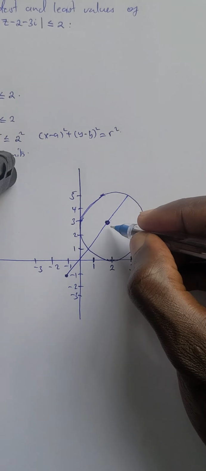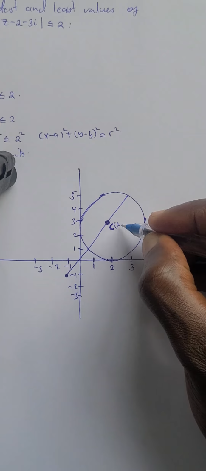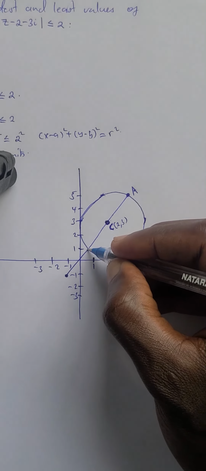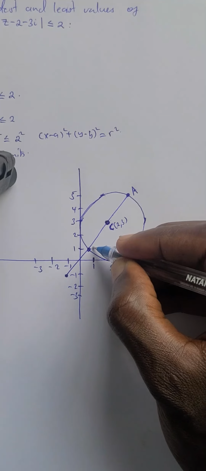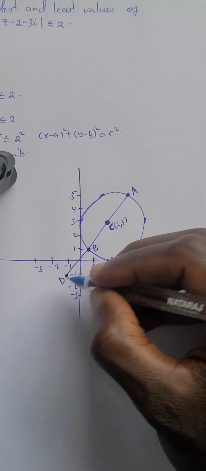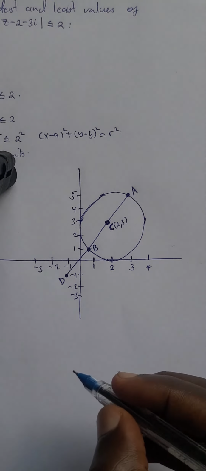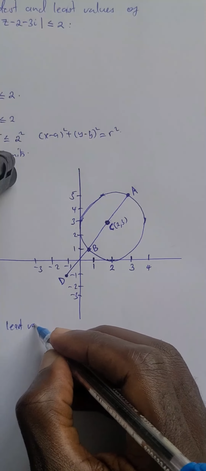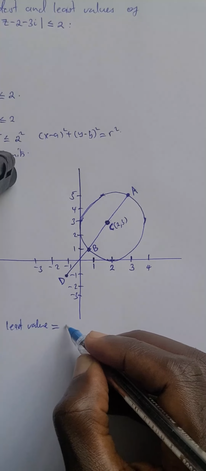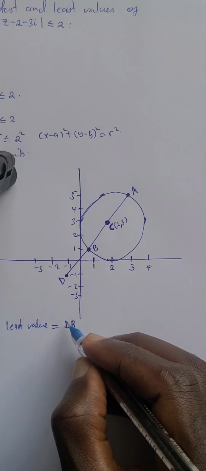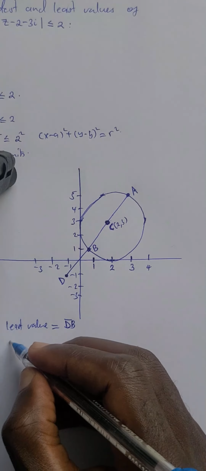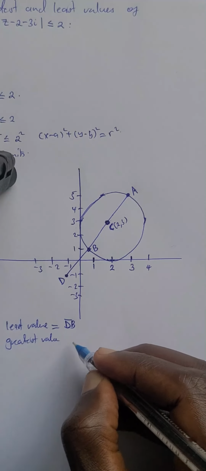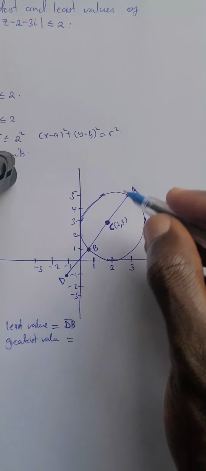So I can name this. This is our center, remember, it's (2, 3). I have a point A here. I have a point B here. Let me call this one a point D. Now, our least value is going to be the distance dB. Then our greatest value is going to be the distance dA.